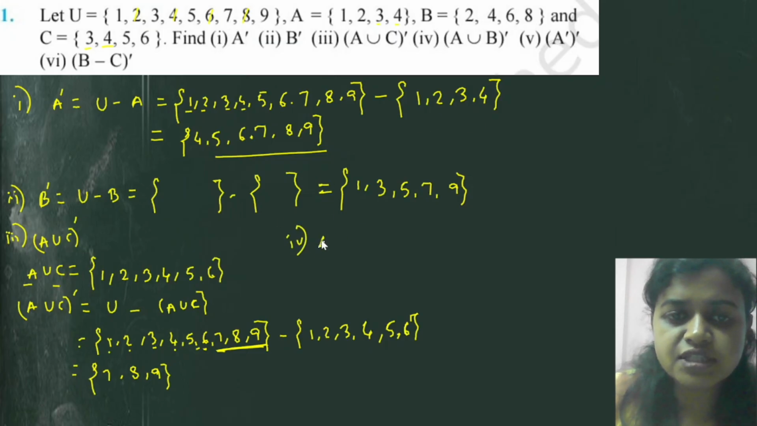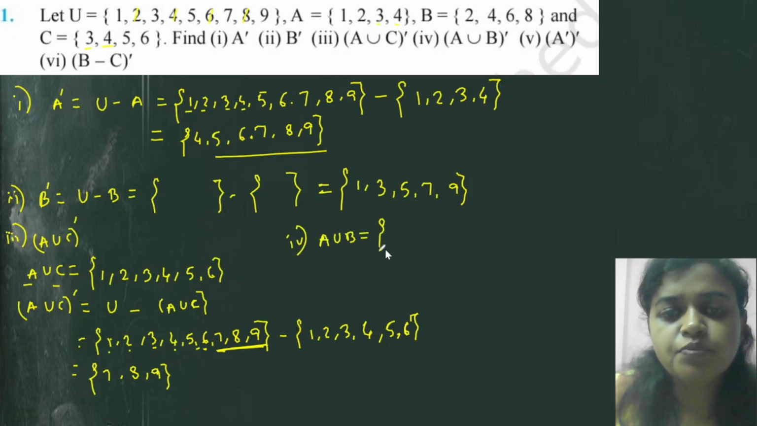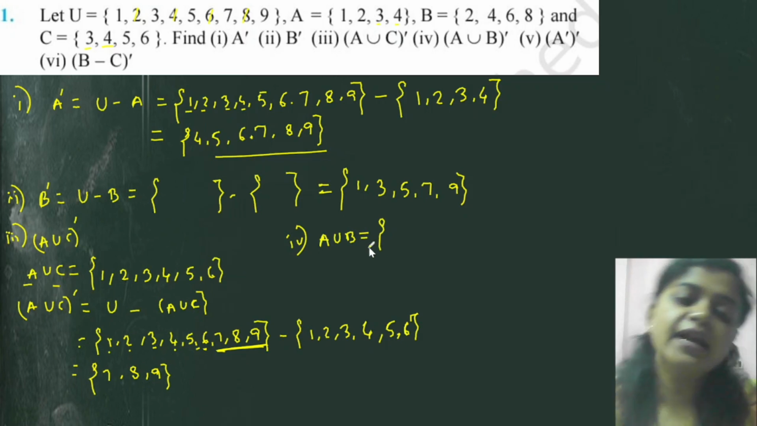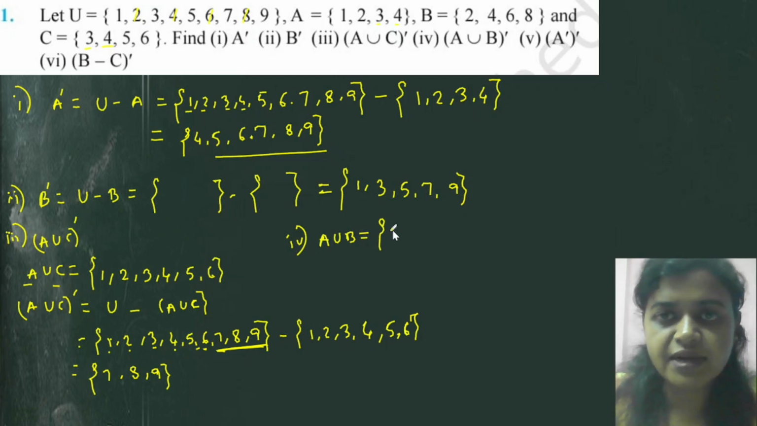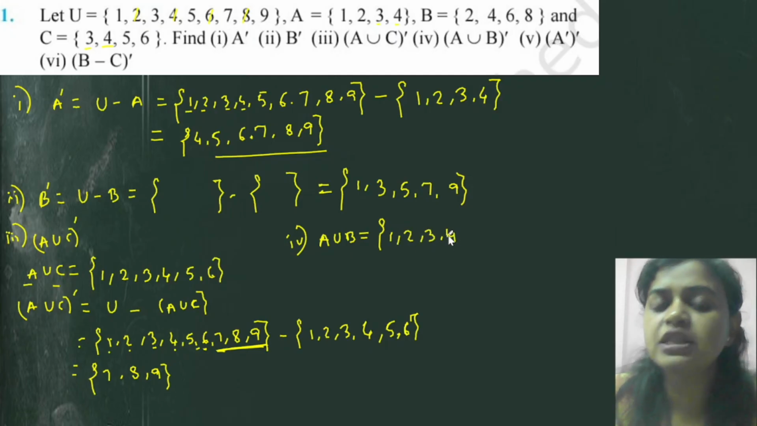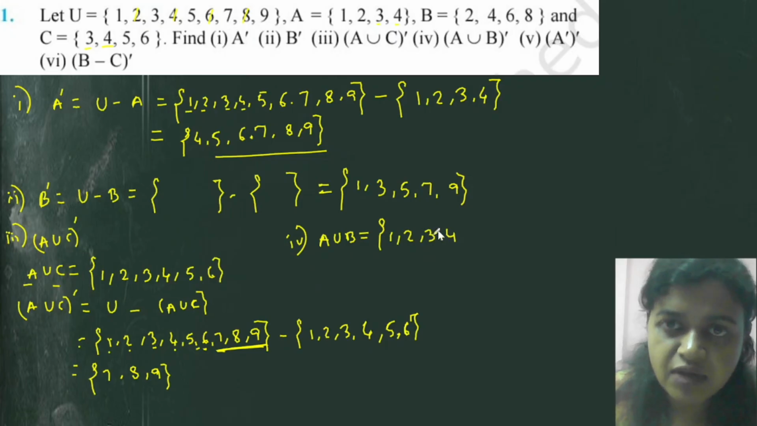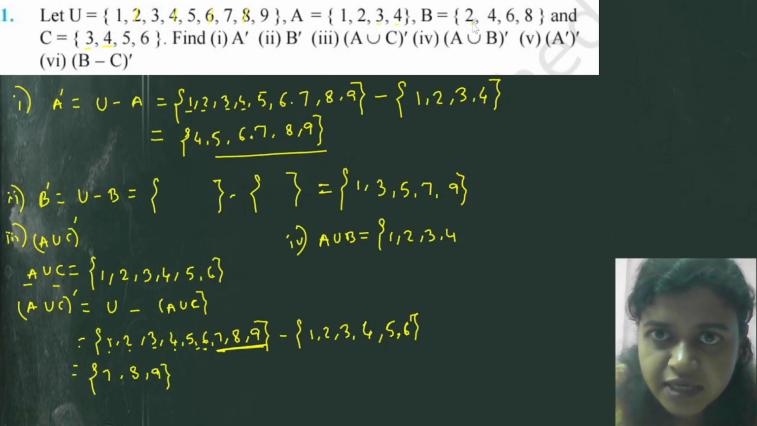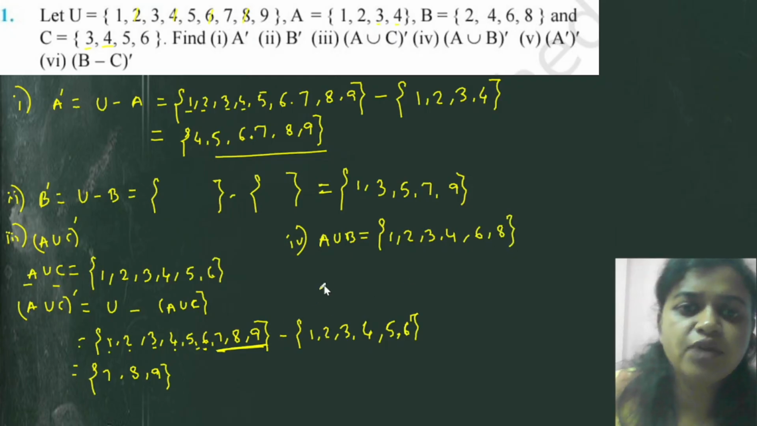Now similarly 4. A union B, first, then A union B complement. First we will find out A union B. You have to write all the elements of A as well as B, but there should be no repetition of elements. So A is 1, 2, 3, 4. First write down all the elements of A. Now see what the common elements are. 2 and 4 are the common elements of A and B, so we have to ignore these. We will take only 6 and 8. This is A union B.